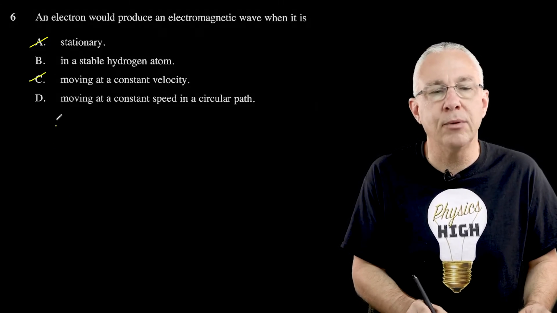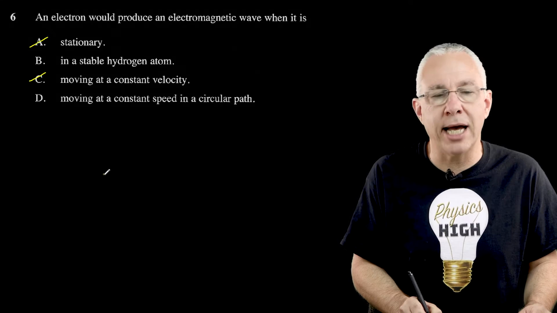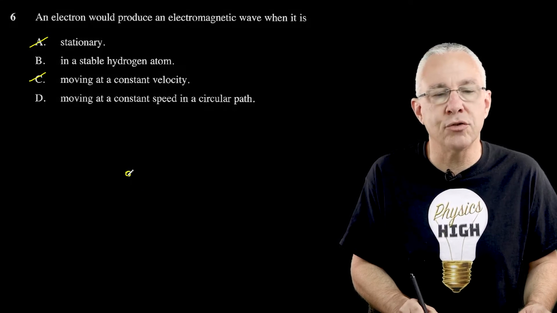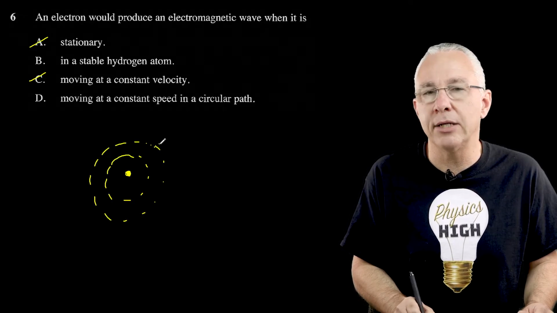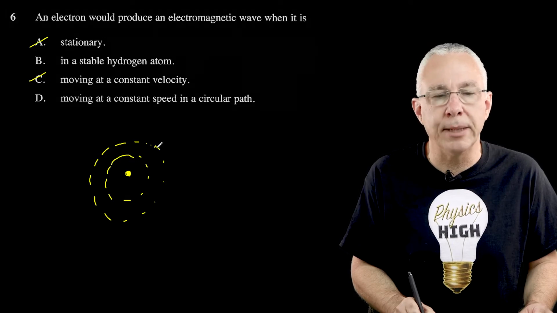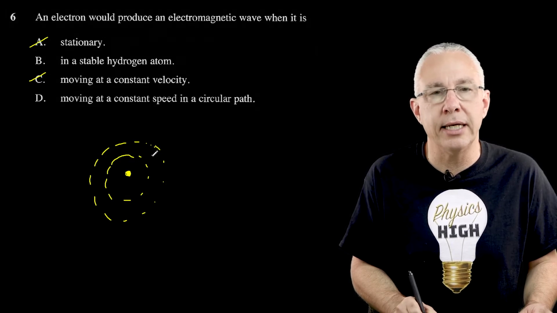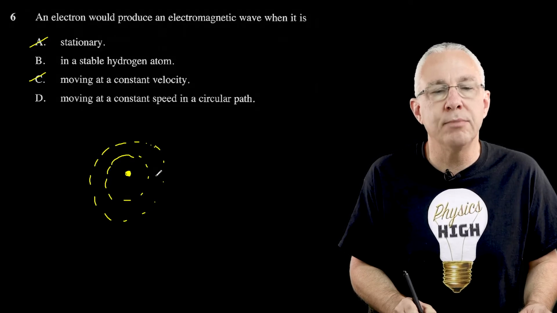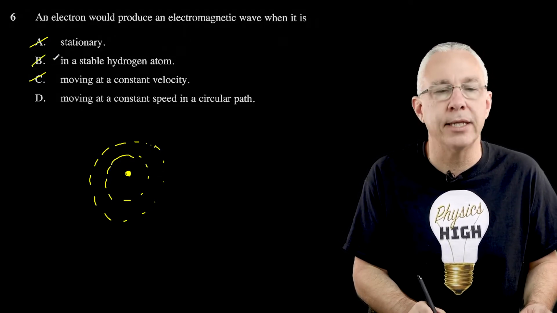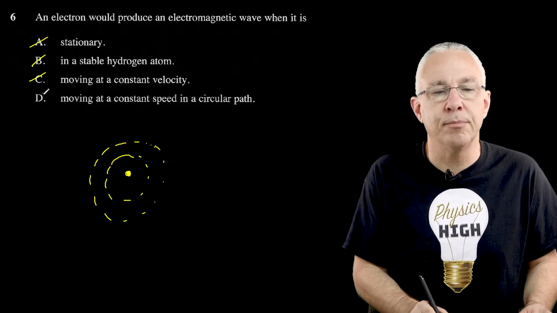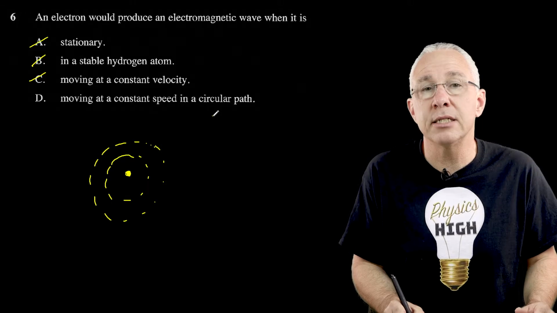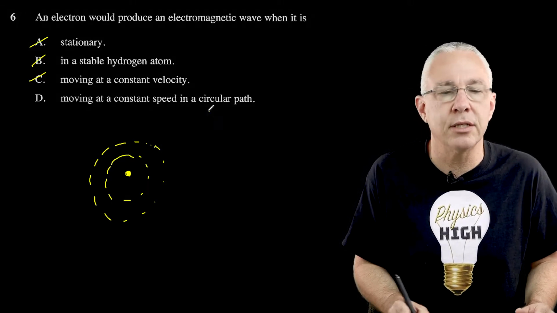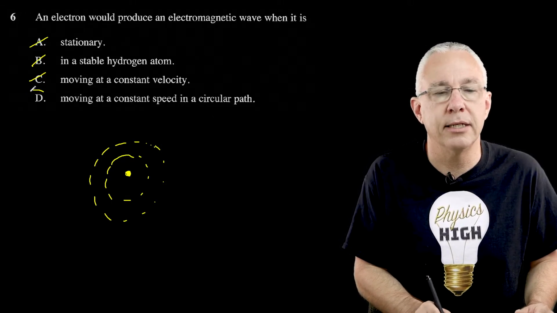Now importantly with B, we have a stable hydrogen atom, and that describes specifically the Bohr model of the atom, where electrons exist in orbits but are not emitting or absorbing any energy as long as they stay in discrete orbits, which means B is excluded. And so the only possible answer is a constant speed in a circular path. A circular path means it's experiencing centripetal acceleration, and so the answer is D.